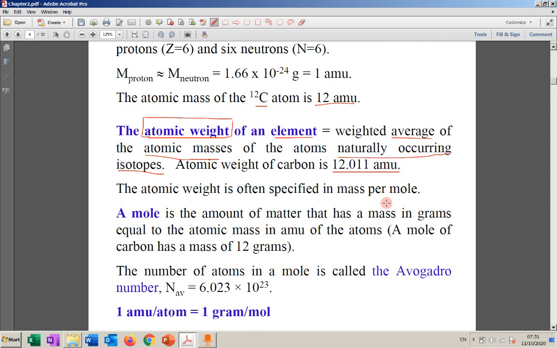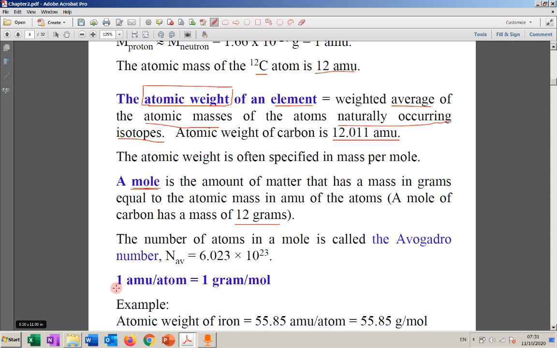Now, there are some other terms that we have to know. Mole is basically one of the main units that we're going to use. A mole is basically an amount of matter. When we say 1 mole of carbon, it basically means that it has 12 grams of carbon. Where did this come from? We know that one atomic mass unit is equal to 1 gram per mole. This is the way that we're going to use them.